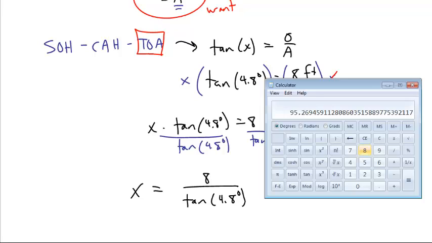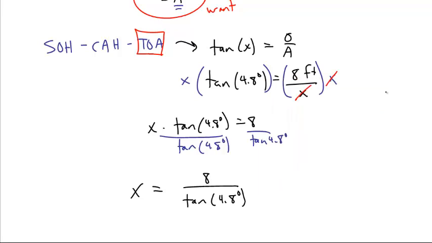Let's try that again. 8 divided by 4.8 tangent. Close it up. 95 feet indeed. So this ramp is going to be just under 100 feet long.